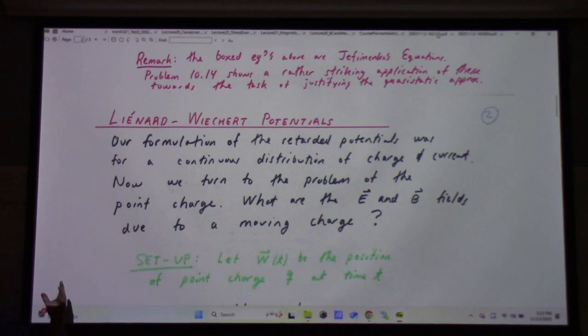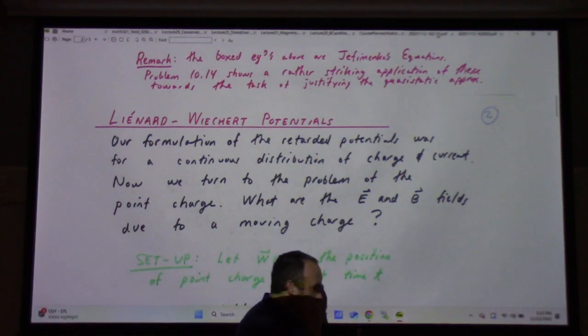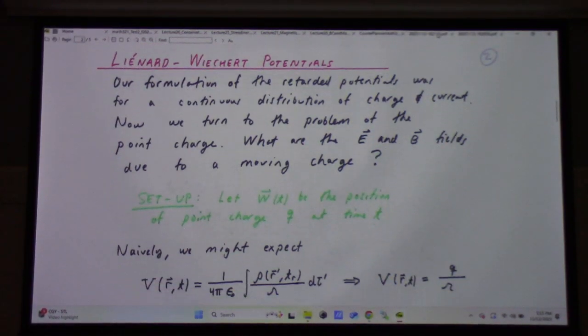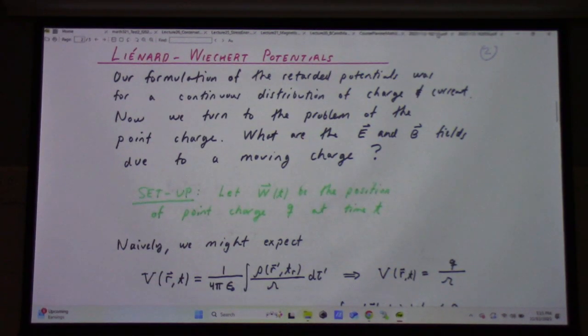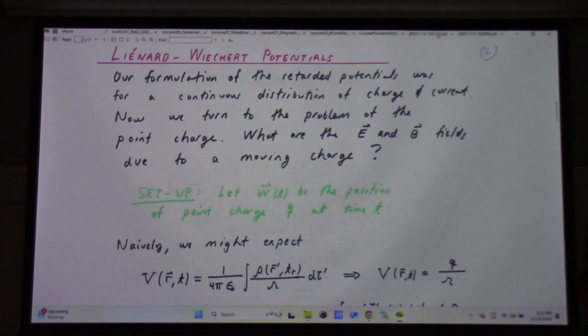So the Lienard-Wiechert potentials are basically fleshing out what the retarded potentials look like for a point charge. That's what's going on here. The setup is to let w(t) be the position of the point charge Q at time t. That's the notation; we're using w for the position. Naively, you might expect your retarded potential would just work out like that, and it does not. Sadly, it's not that.